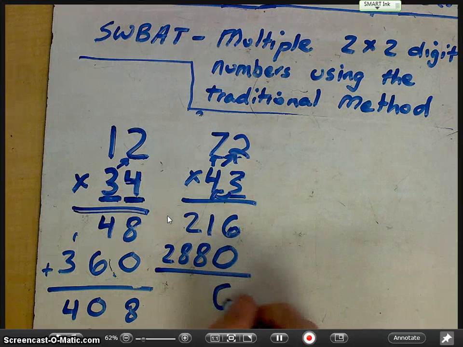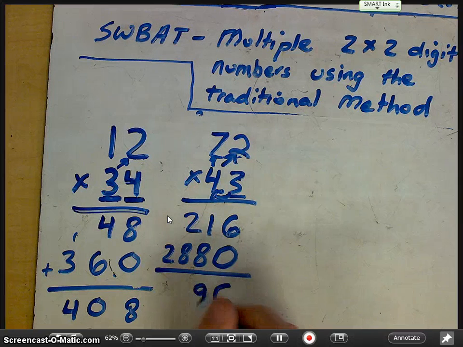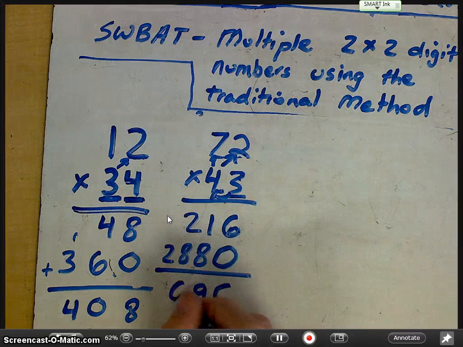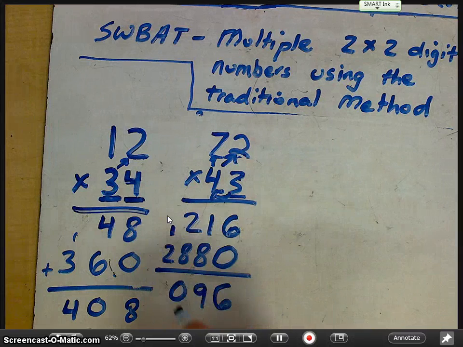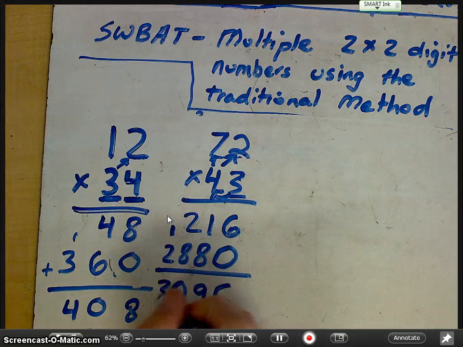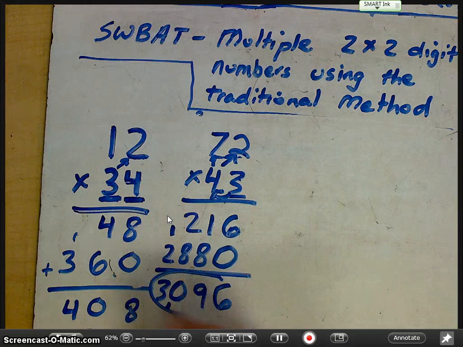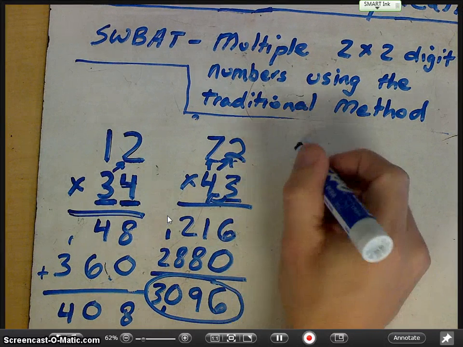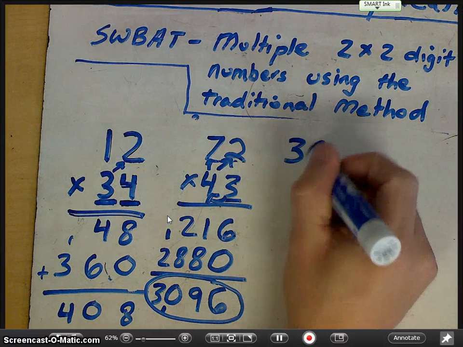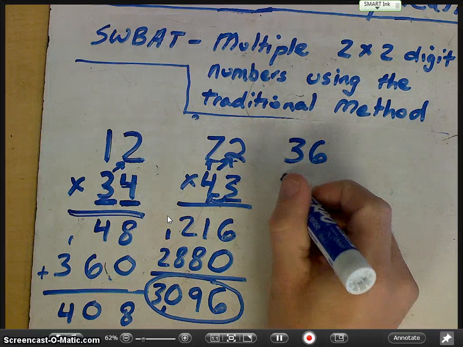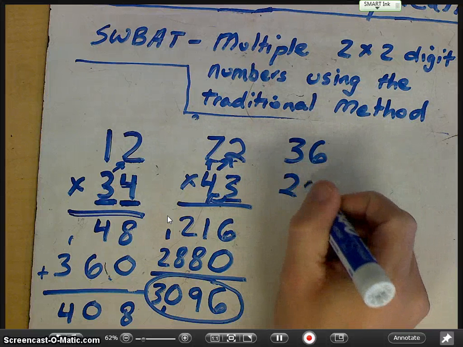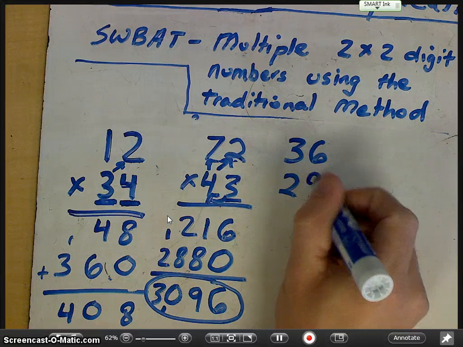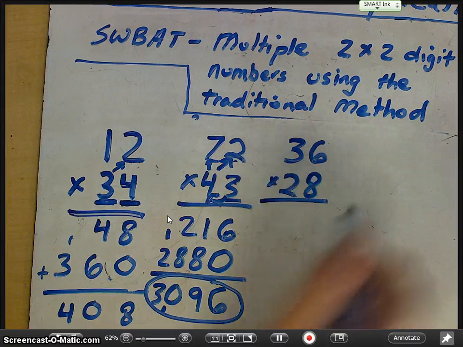6 plus 0 is 6. 8 plus 1 is 9. 8 plus 2 is 10. So I'm going to carry the 1. 1 plus 2 is 3. So I have 3,096. Why don't you try one? 36 times 28. Why don't you try that one on your own?